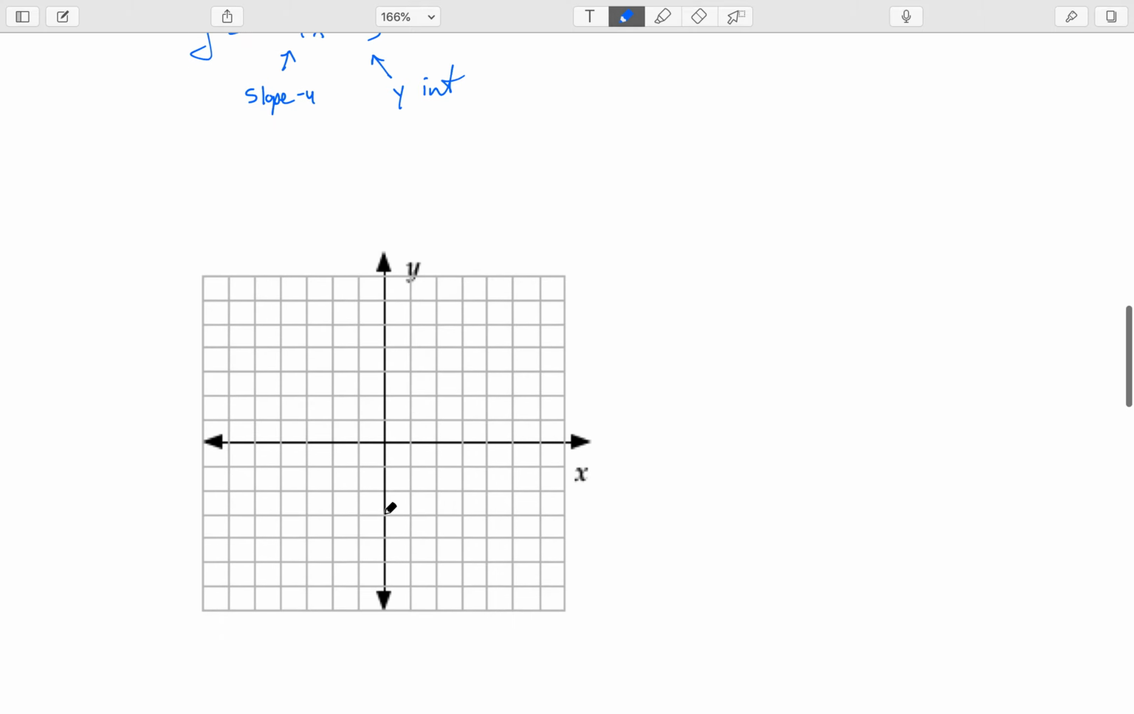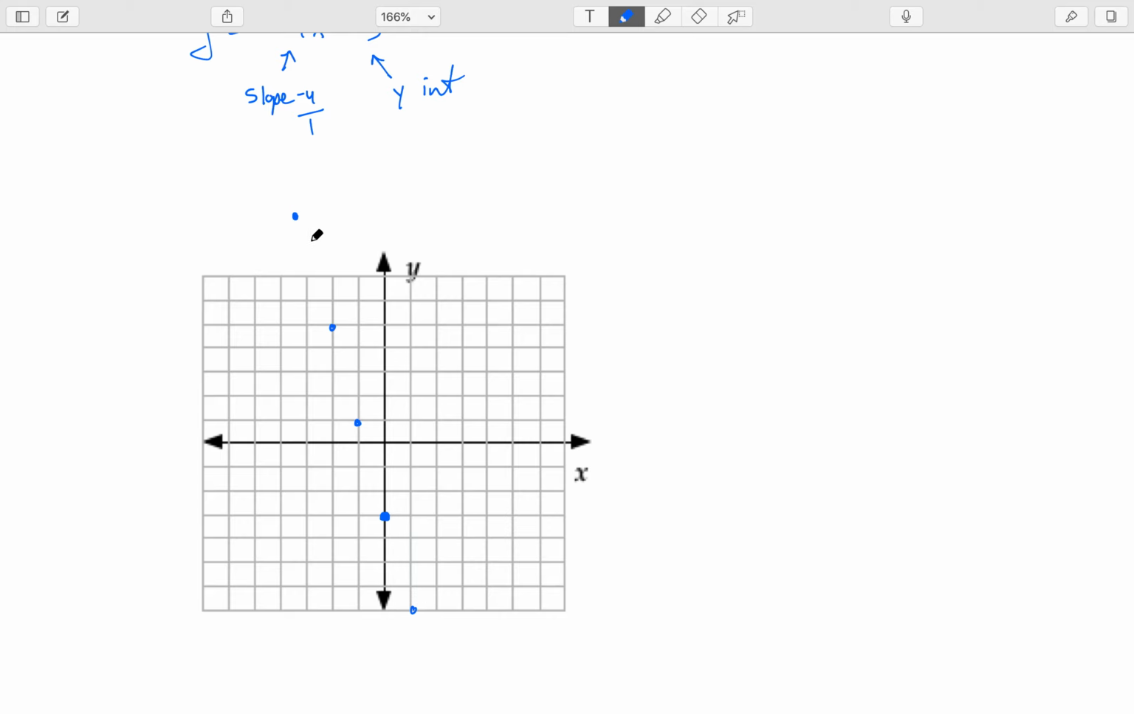Okay, so 1, 2, 3. There's my y-intercept, and it's got a slope of negative 4. Now, that's negative 4 over 1, which means it's going down in this direction. So 1, 2, 3, 4 over 1. It's going to be off the graph.